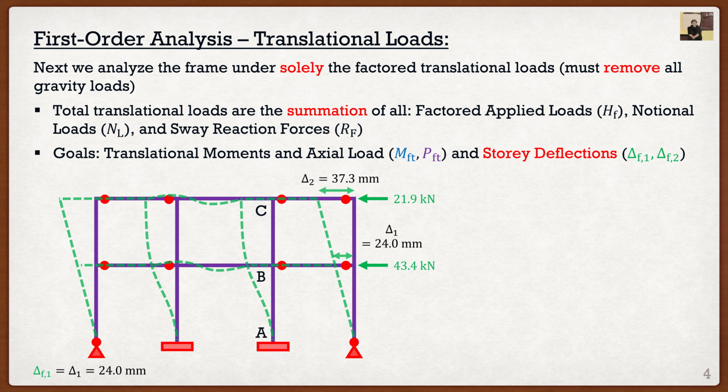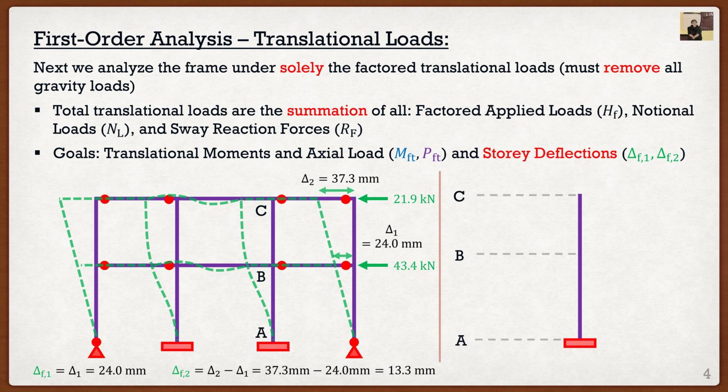So in this particular case, it was the same, but if we look at the second story here, our story deflection is actually going to be, again, the deflection at the top minus the deflection at the bottom. So it's going to be 37.3 millimeters minus that 24 millimeters, and we get 13.3 millimeters. Again, number one mistake I always see is students will take that 37.3 and use it in our calculations. That's incorrect because we want that relative story displacement. So with our story deflections known, we can move on to actually recording the translational moments and axial load.